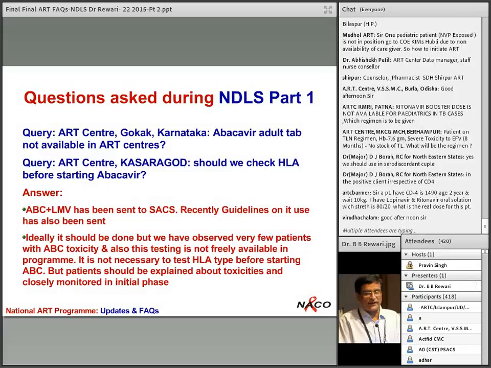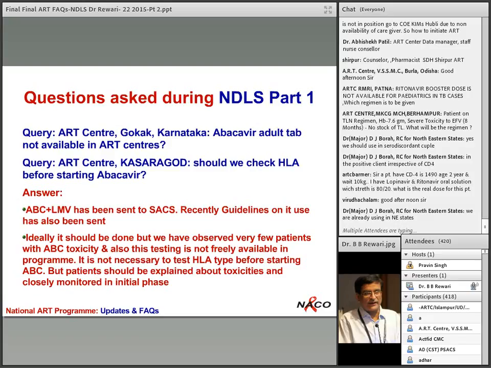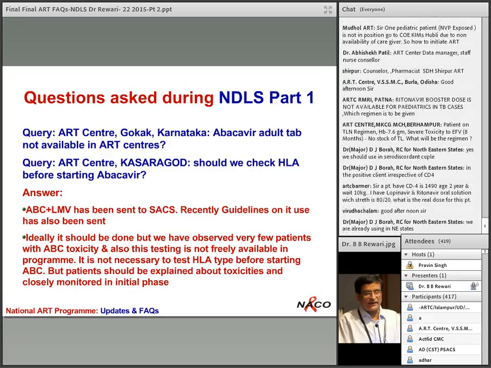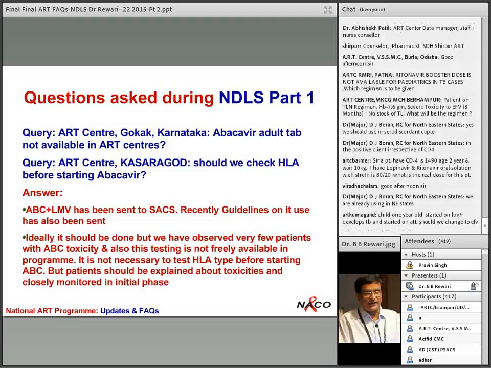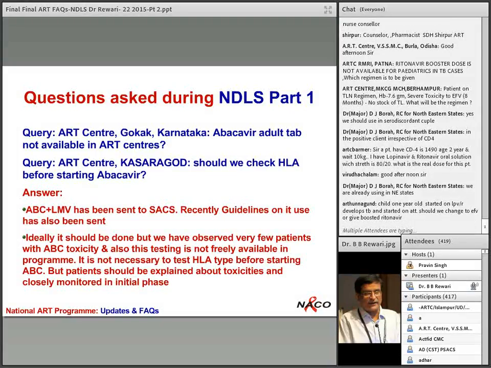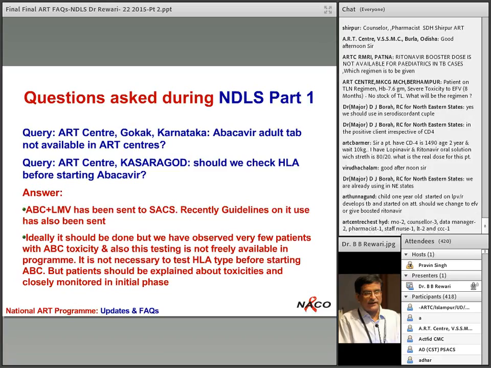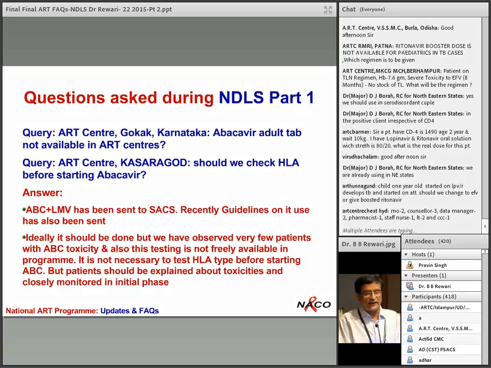Ideally, HLA antigen should be done, but in India we have observed very few patients have got abacavir hypersensitivity, and this testing is also not freely available in the program. It is selectively available, is very costly, costing up to 5 to 7,000. So it is not necessary to test HLA, but patient should be explained about possible hypersensitivity and should be closely monitored in initial phase. And very clearly you have to understand, if there is an abacavir hypersensitivity, person should not be rechallenged, it can be fatal.